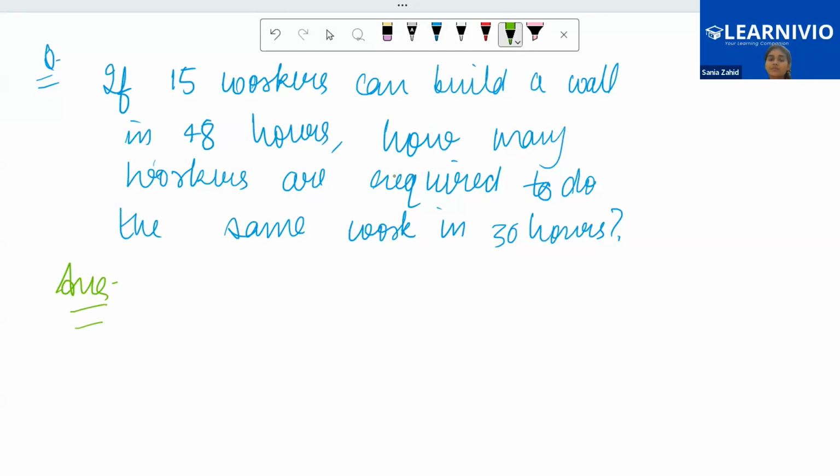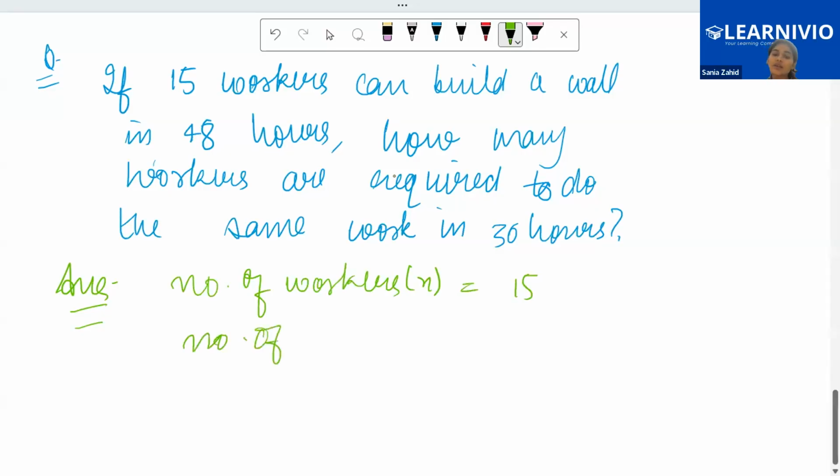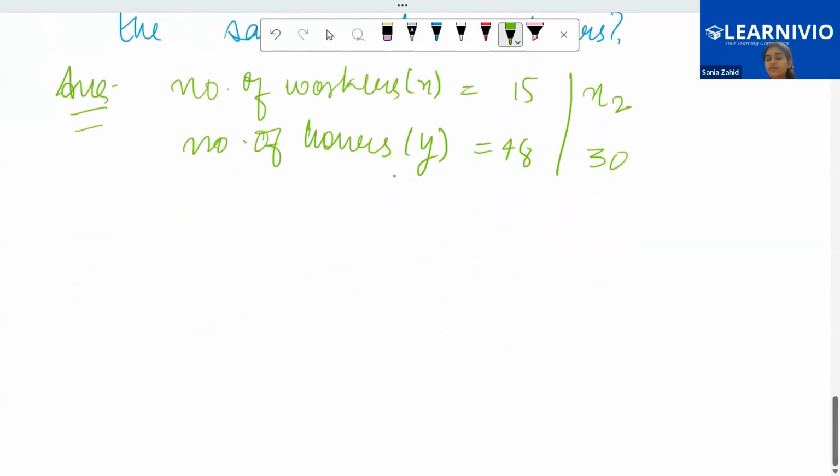The number of workers is 15 and the time is 48. No, first of all, make a table. Number of workers you're taking as X. So first of all, x1 is 15 and the number of hours you're taking as Y, 48. Next, number of workers x2 and number of hours 30. Very good. So what is the formula?